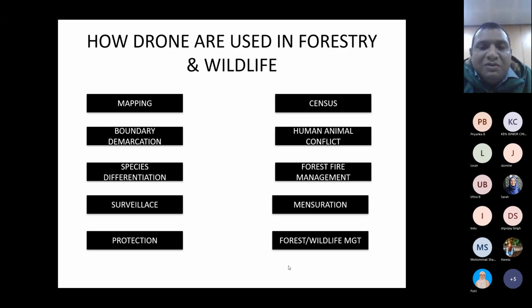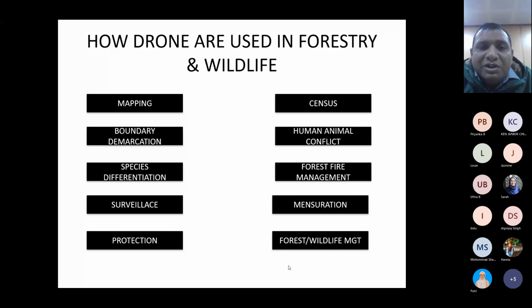Forest fire management is one of the very, very important things. Fires, you may know, can finish within days forests which have grown for millions of years. The entire forest can go into ashes. That is why drones play a very important role there. And mensuration is a branch of forestry which deals with measurements, like calculation of volume and height. There also drones can play a very important role. And all these lead to better forest and wildlife management.